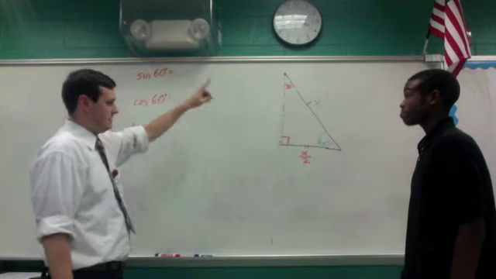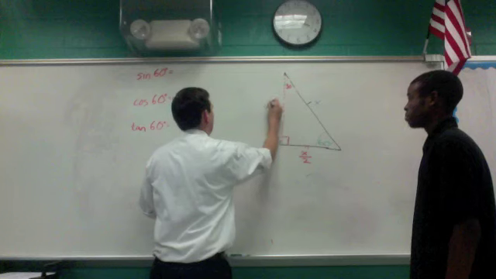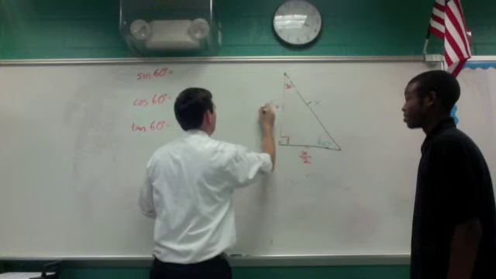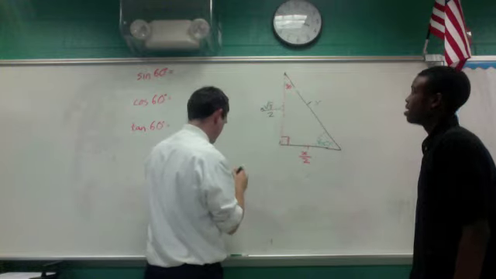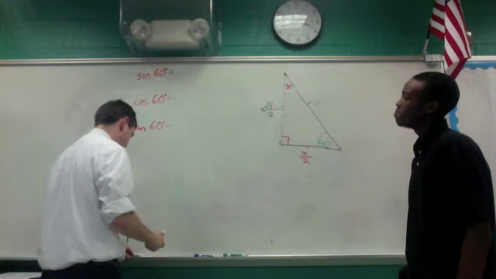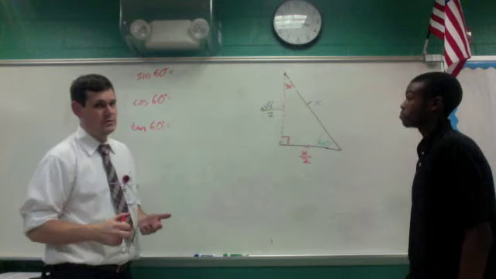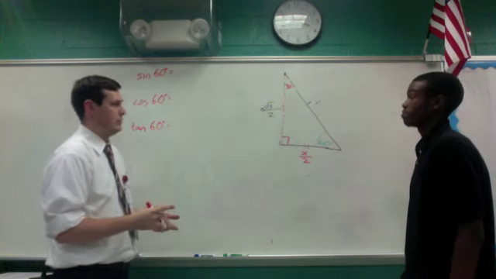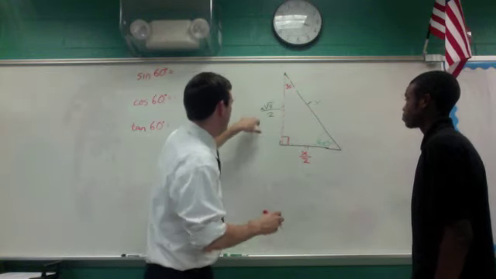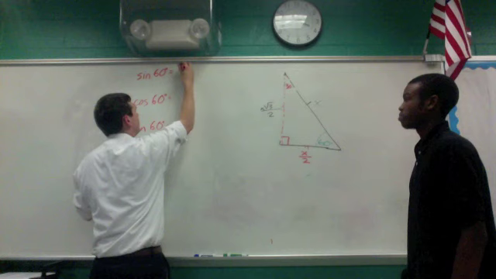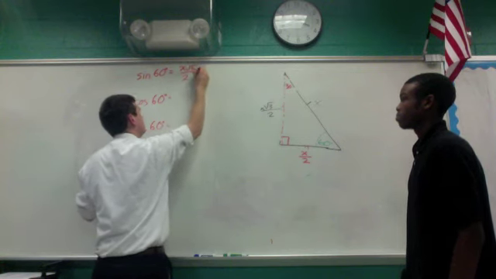So sine 60. Oops, I erased something I shouldn't have erased. I'm going to remember to turn that off. The opposite is x root 3 over 2. 60 is similar because you have the same numbers, but they're in a slightly different order. So the opposite is x root 3 over 2. And what's the adjacent?